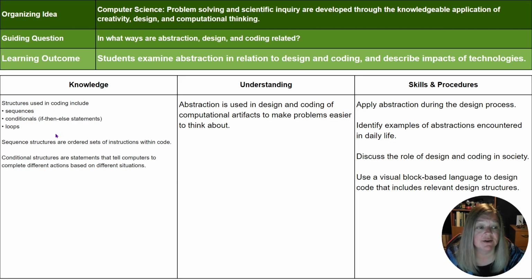The knowledge here is also talking about some of the structures that we use in coding. So we're looking to have students understand about sequences and conditionals and loops. And if they've been doing any computer science in younger grades, they probably understand these. If they've been coding in Scratch or working with any types of small robotics, these are sort of the basic coding language pieces that we first run into. So they may not know what they're called, but there's definitely a chance that they have a frame of reference for it.